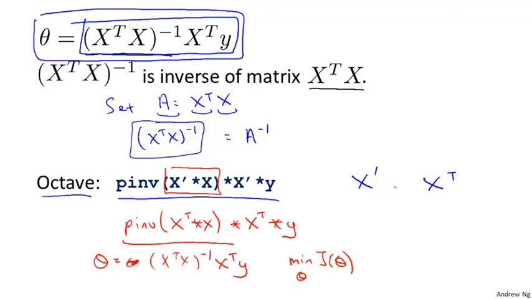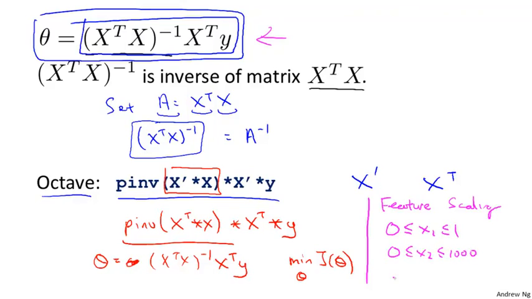One last detail. In an earlier video, I talked about feature scaling and the idea of getting features to be on similar ranges of scales or similar ranges of values of each other. If you're using this normal equation method, then feature scaling isn't actually necessary and it is actually okay if, say, some feature x1 is between 0 and 1, and some feature x2 ranges from 0 to 1000, and some feature x3 ranges from 0 to 10 to the minus 5.